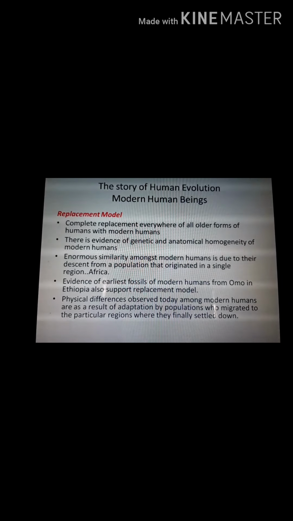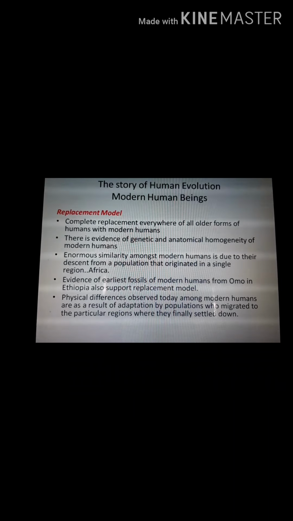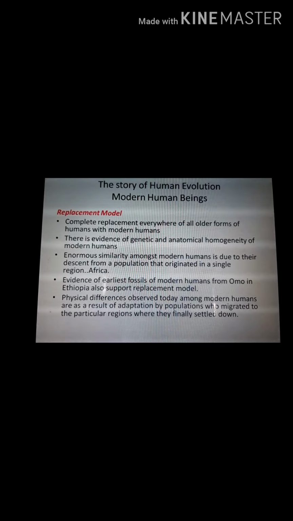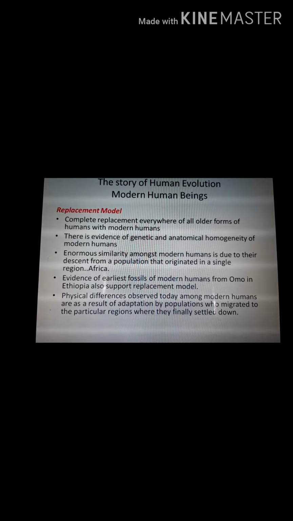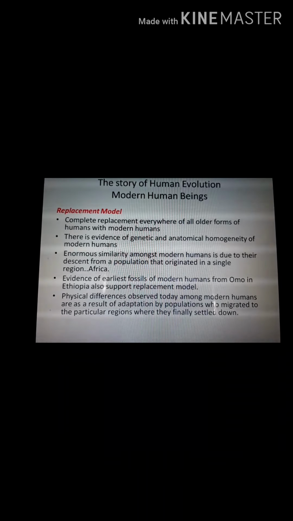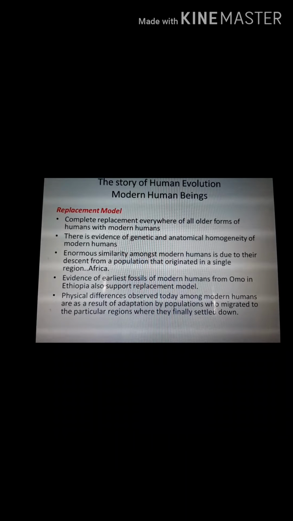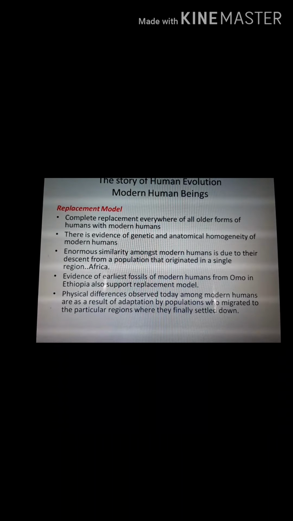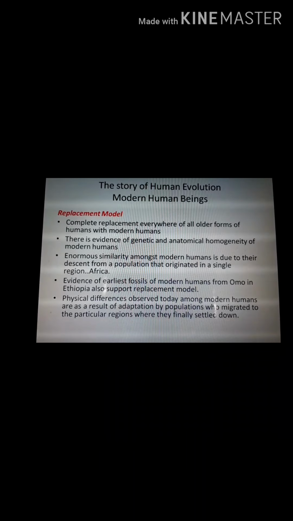The story of human evolution, modern human beings. Let's talk about the replacement model. The replacement model says that there was a complete replacement everywhere of all older forms of humans with modern humans. There is evidence of genetic and anatomical homogeneity of modern humans. Enormous similarity amongst modern humans is due to their descent from a population that originated in a single region in Africa. Evidence of earliest fossils of modern humans from Omo in Ethiopia also supports the replacement model.